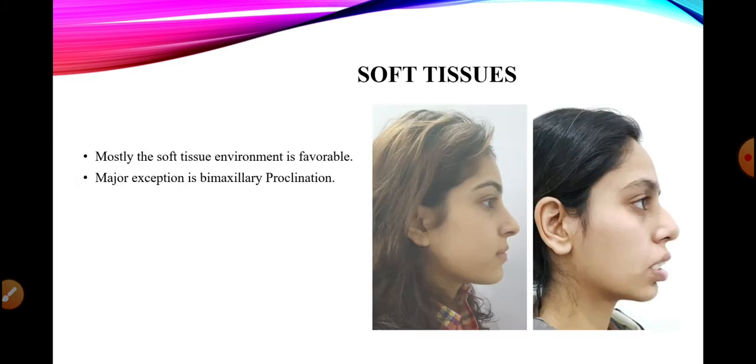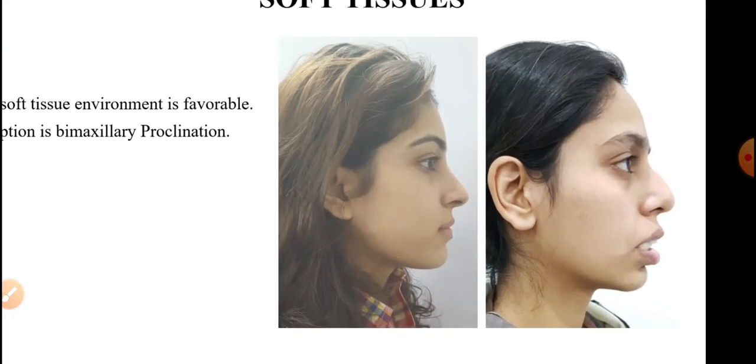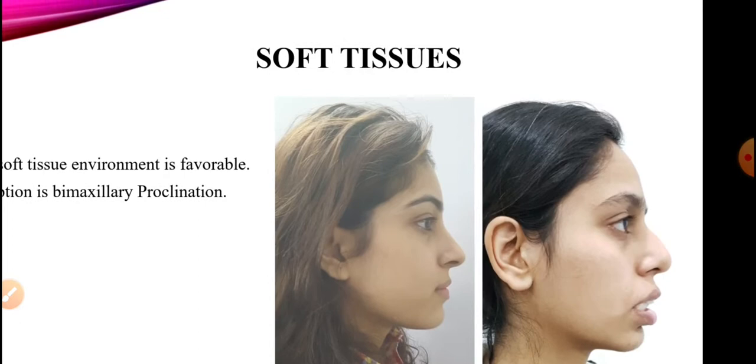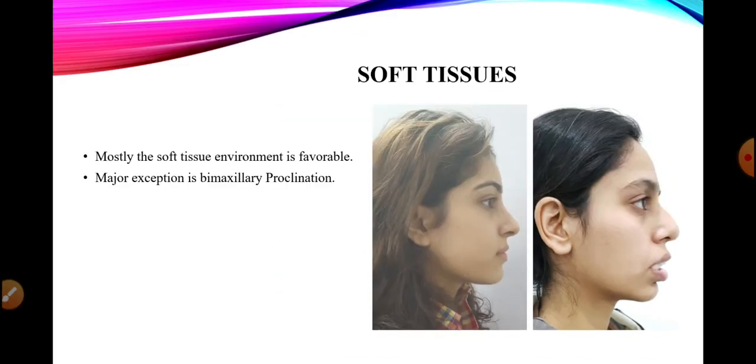Now when we talk about the soft tissue, in most class 1 cases, the soft tissue environment is favorable, and it is not an etiological factor. But the major exception to this is bimaxillary proclination. As we can see here, the patient is having a harmonious, well-balanced profile with equal ideal proportions. Competent lips means the soft tissue is usually favorable in cases of class 1 malocclusions. The major exception that we are going to talk about is bimaxillary proclination.